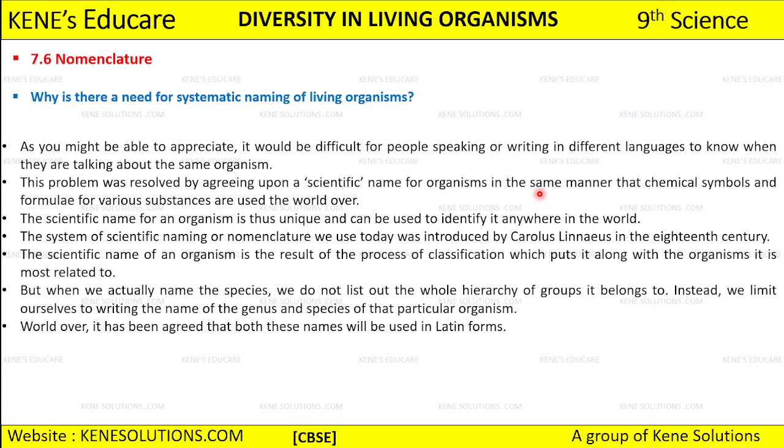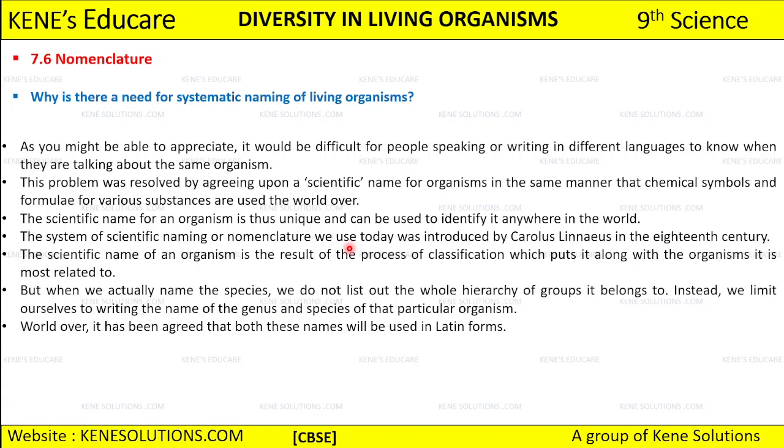So the scientific name for an organism is thus unique and can be used to identify it anywhere in the world. Okay, so the scientific name that we have is very much unique, and once we get the name, it can be identified all over the world, right?